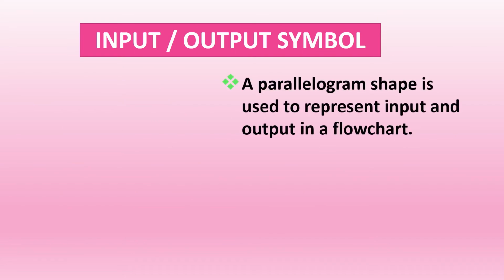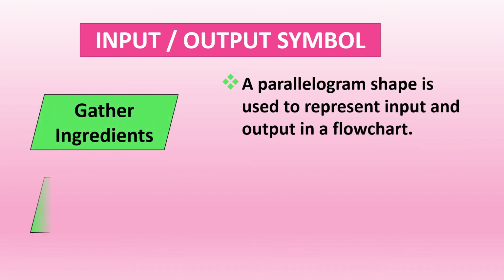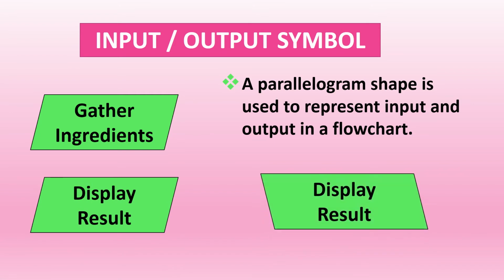The next symbol is input output symbol. Whenever we want to take input from the user and display result, we use this symbol. It's a parallelogram shaped symbol, and don't tilt it towards the left hand side, it's against the standards. Always draw it towards the right side.